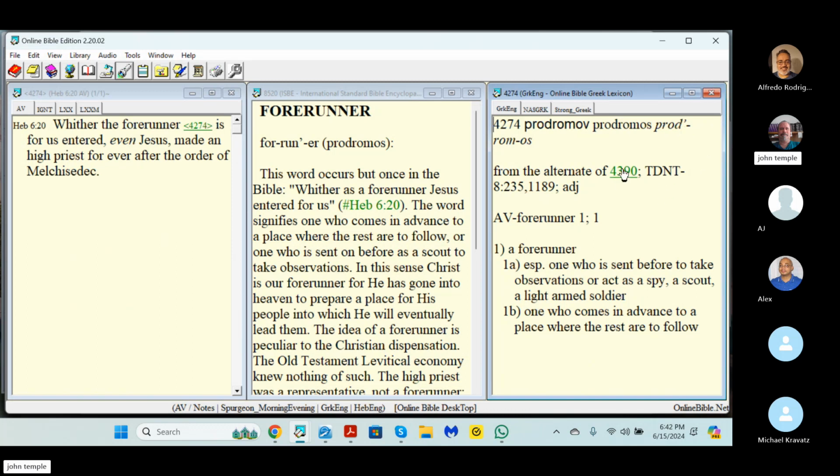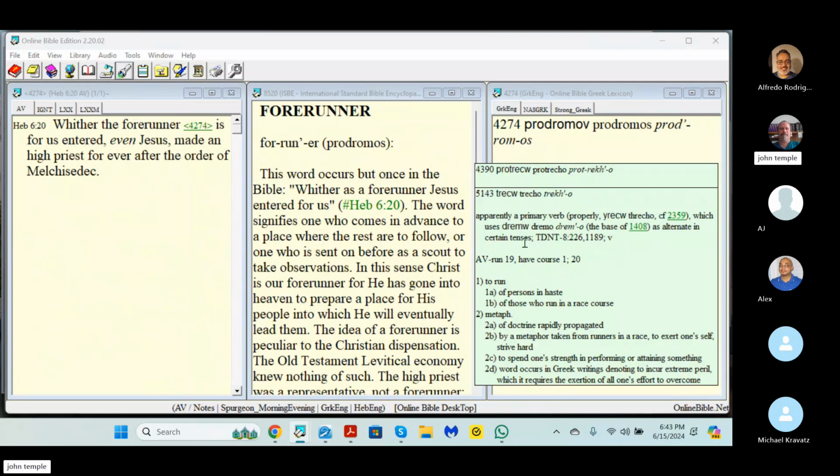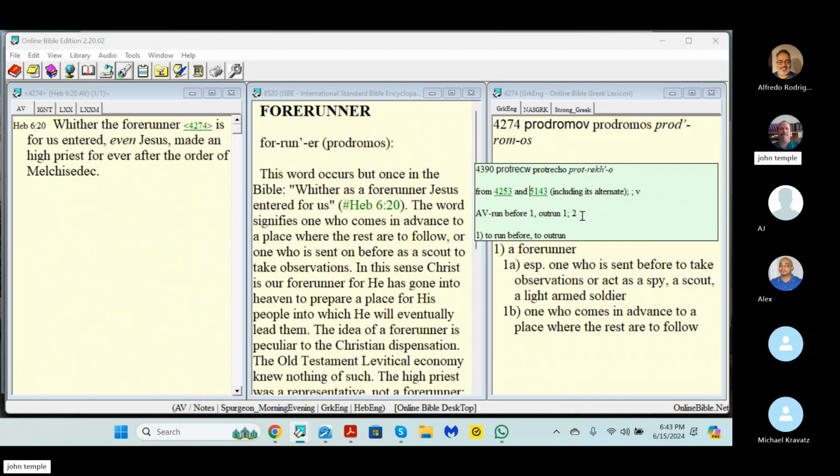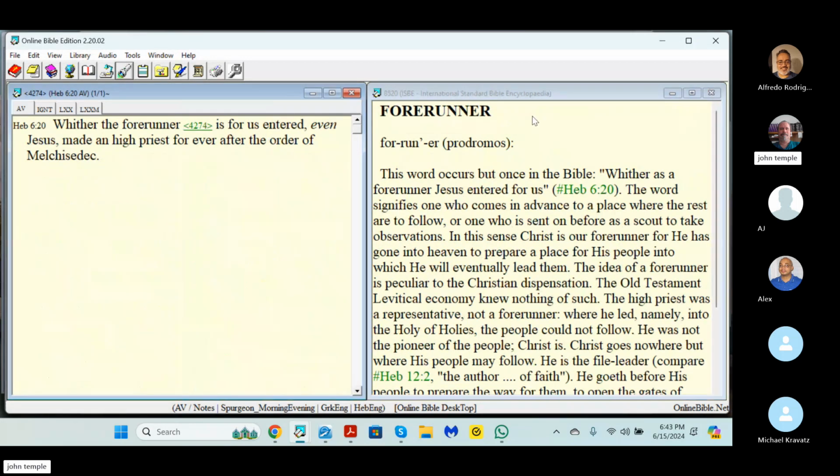And where is it from? It's from protrecho. You got the pro and the trecho, and this probably means to run. Yeah, trecho means to run, so it's to run before. And they use it, well, this explains it here, the forerunner.